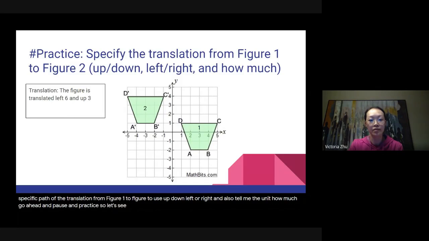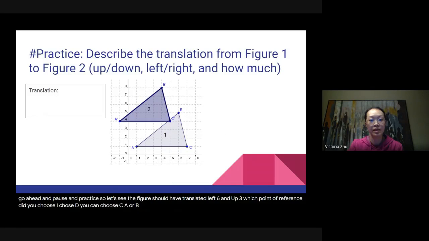So let's see, the figure should have translated left 6 and up 3. Which point of reference did you choose? I chose D. You can choose C, A, or B. Now let's look at the next one. Go ahead and pause and practice this one.